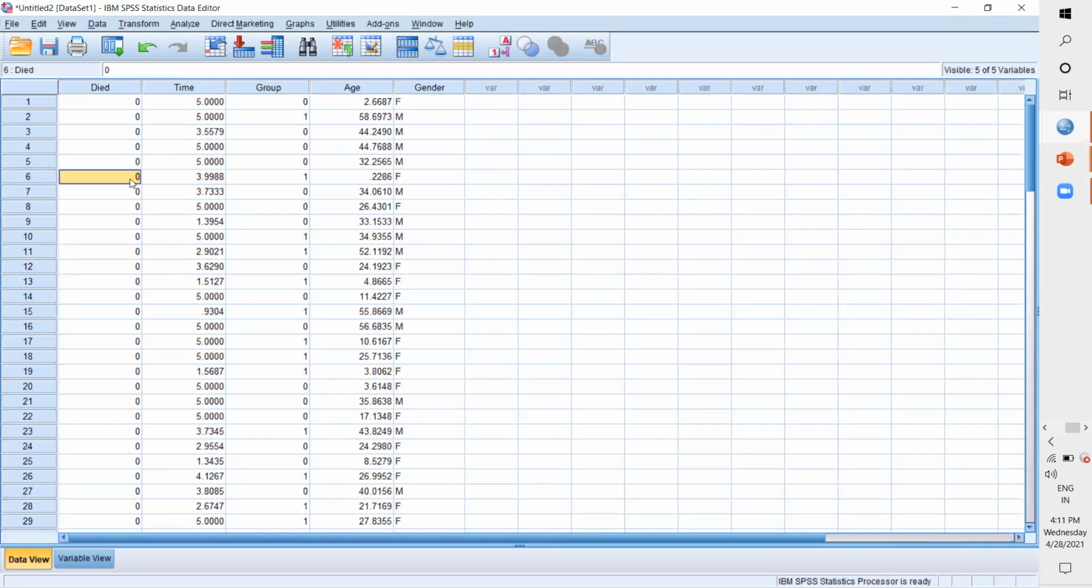These patients are actually the ones who lost follow-up in between. So this patient was followed up for approximately 4 years, and he lost his follow-up. At the loss of follow-up, he was actually alive. So that's why his number is 3.99.